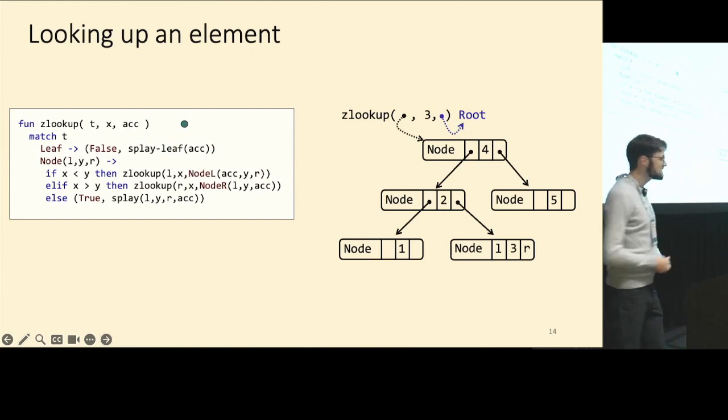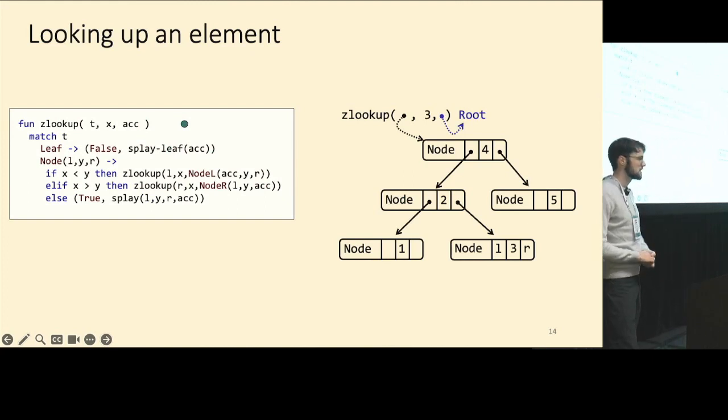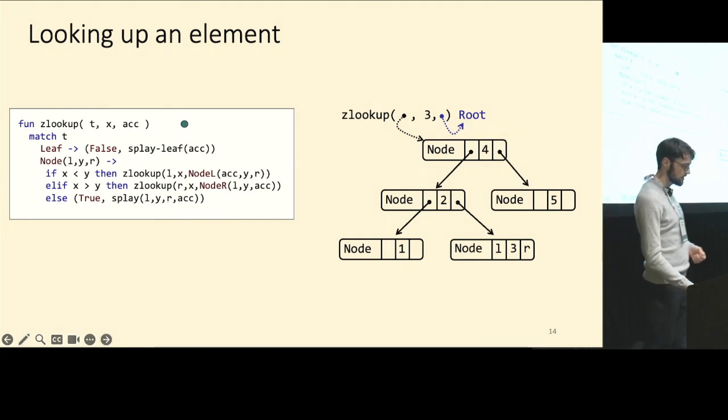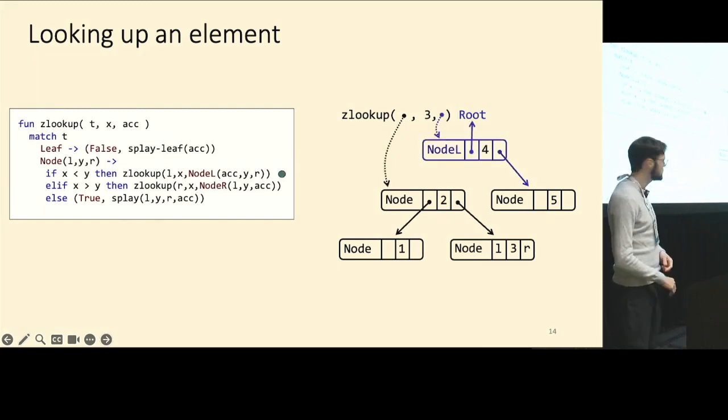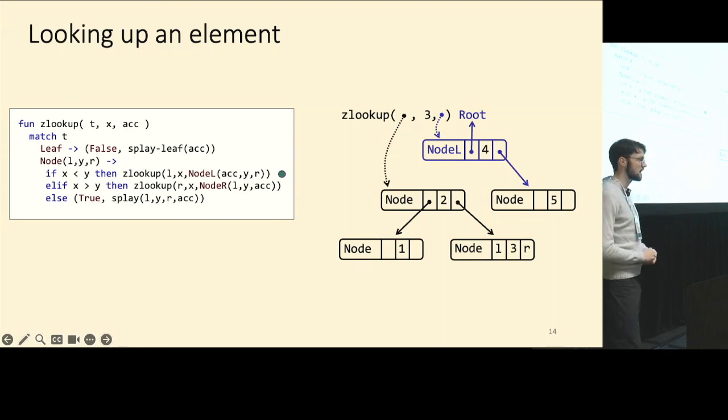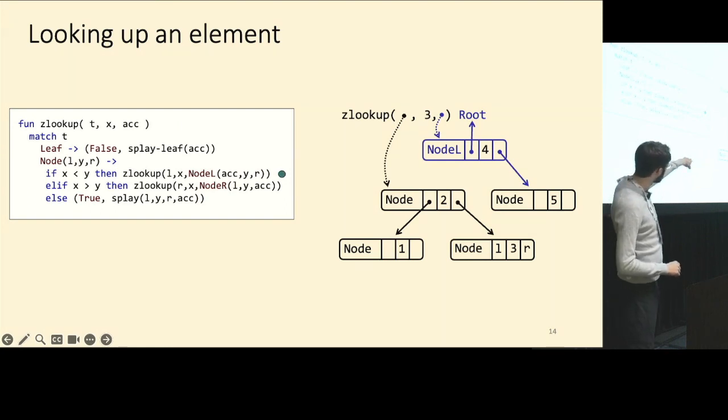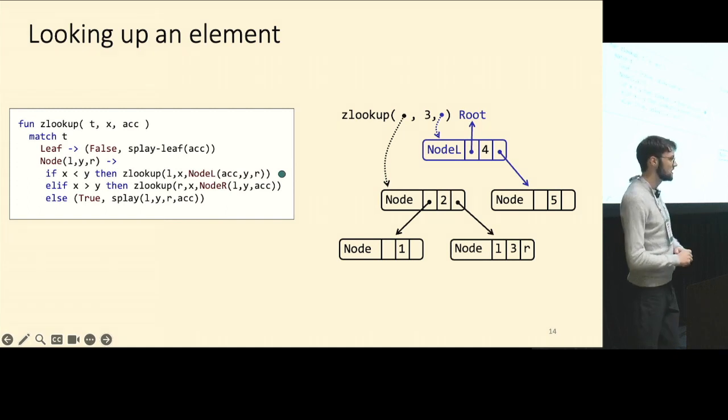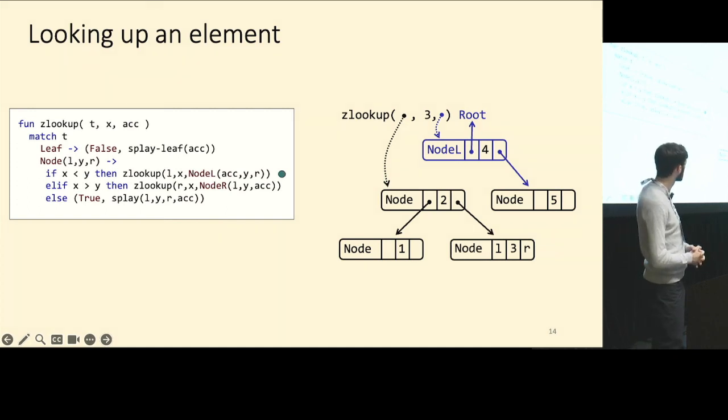So let's look at this in one example. Let's say I want to look up 3 in the splay tree I gave earlier. So I start with the root zipper. I'm at the root, I have nothing done yet. And I can see that 3 is of course smaller than 4, so I have to go left in the splay tree. And to do this, I'll replace the node I have by node L. And where the left subtree was, I now have a pointer to the zipper I had before, the root.